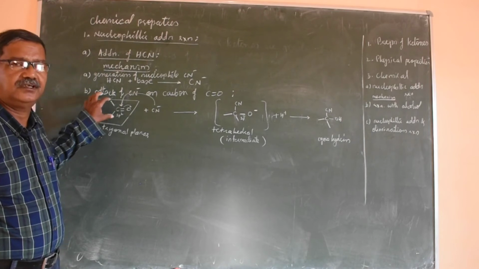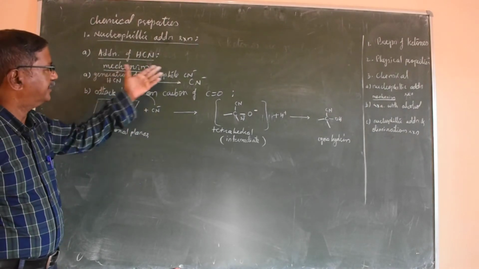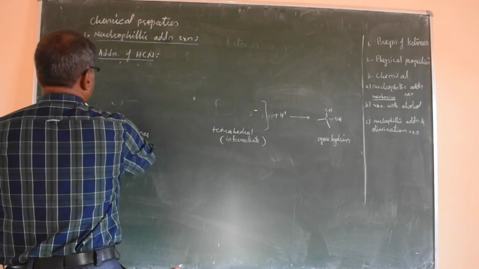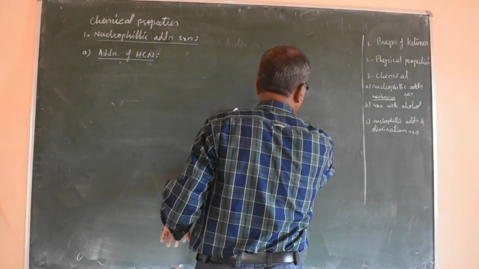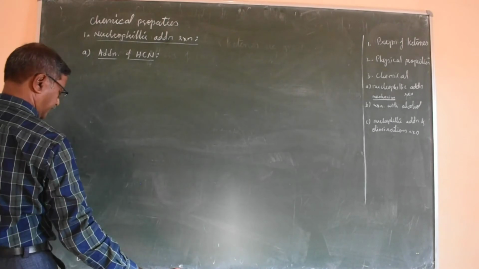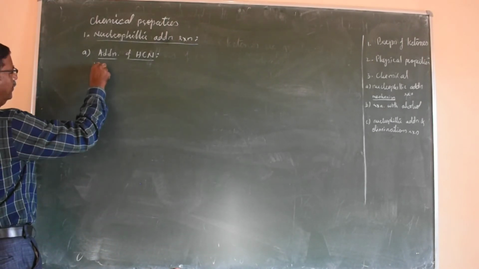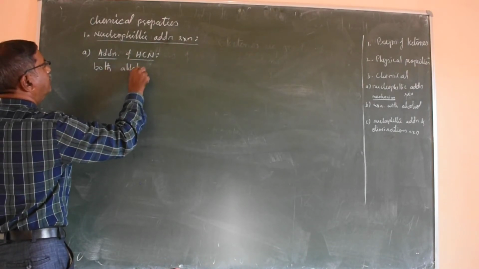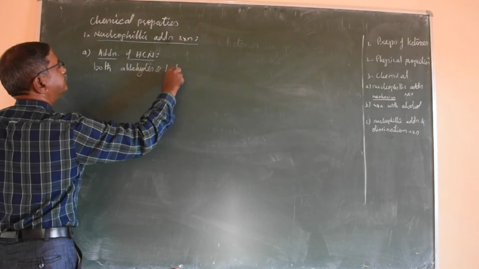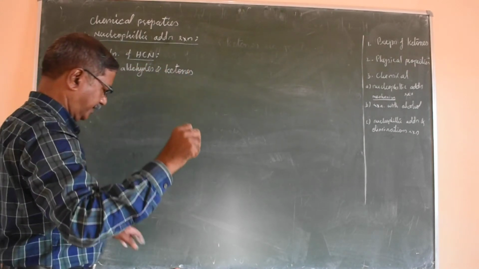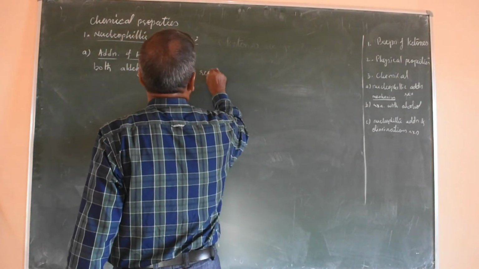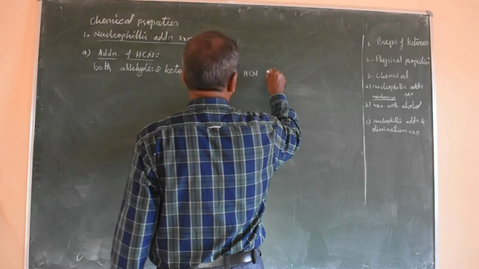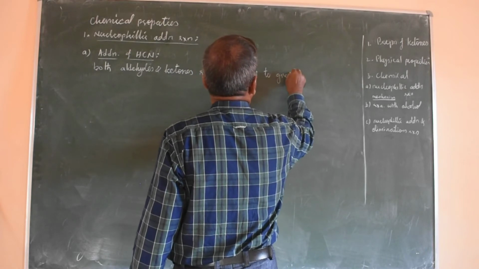Remember the mechanism. Two steps are there, with a simple equation. First, generation of the nucleophile. Second, attack of the nucleophile. So both aldehydes and ketones react with HCN to form the addition product, cyanohydrin.